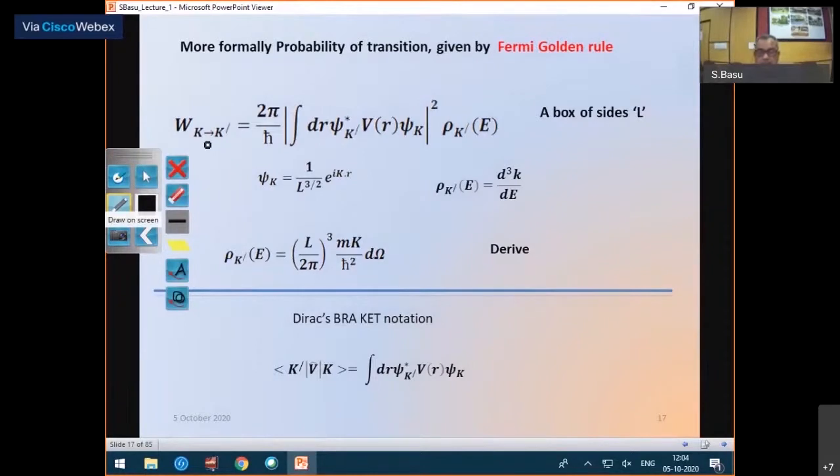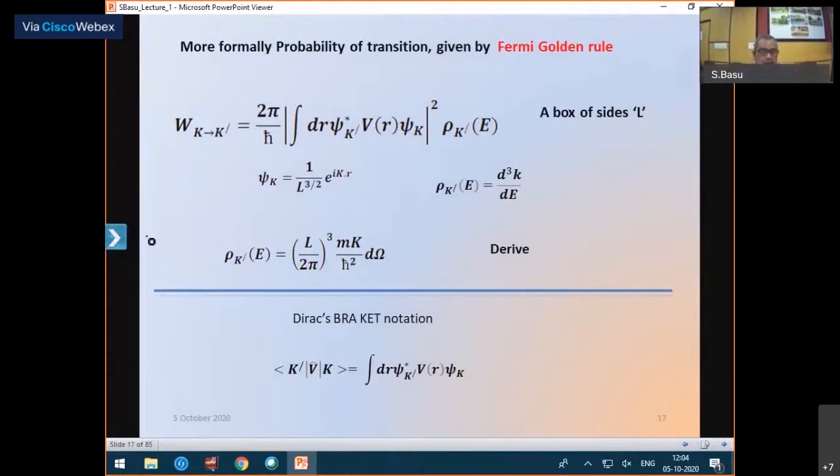So here is a quantum mechanical expression for a system which is initially having a wave function psi k. When the momentum vector is k, it undergoes a change in scattering and goes to psi k prime under the influence of this potential. This is what the sample provides, the scattering potential. This is the transition probability given by Fermi's golden rule.